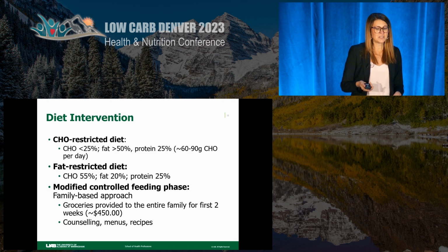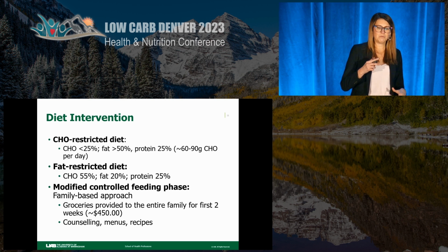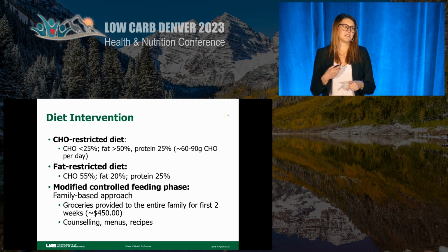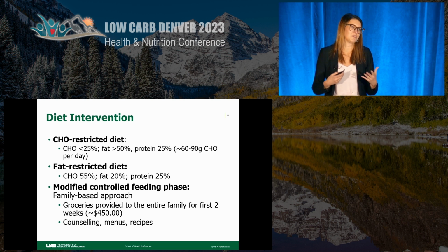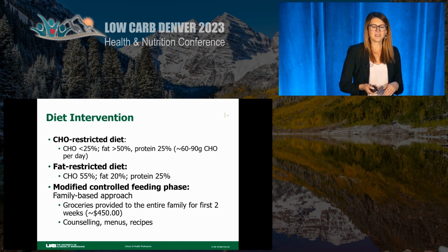Our carbohydrate-restricted diet was around 25% carb. We wanted the kids to stick to between 60 grams and 90 grams per day. The fat-restricted diet was 55% carb and 20% fat. We tried to keep the protein constant on both diets so we could really just look at the carb and fat content. And then the families did meet with a registered dietitian on a weekly basis to check in to see if they were able to make sure they're following it, and for some diet education things.